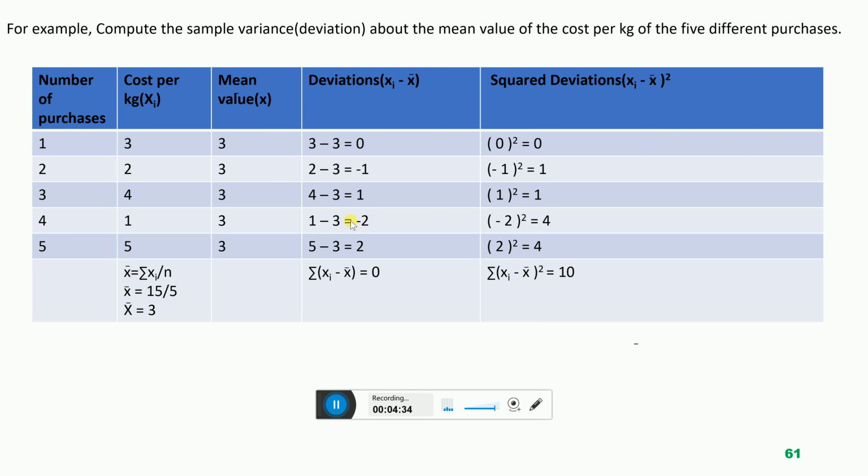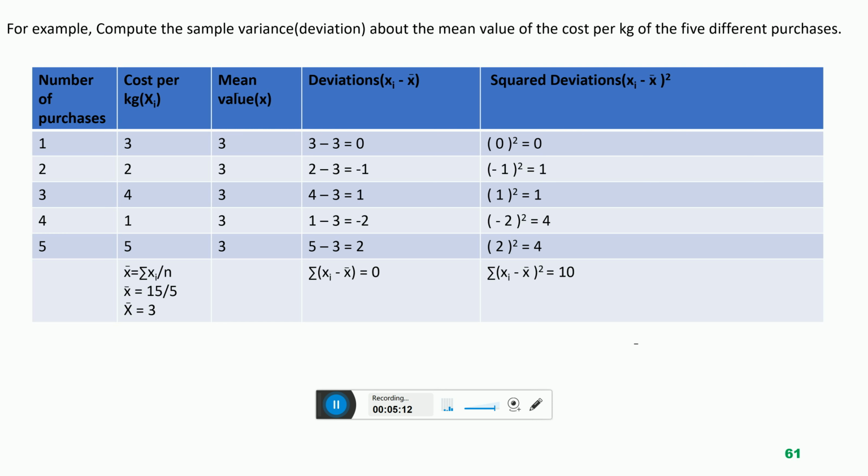This minus 2 represents the deviation of the fourth data item about the mean. It means that 1 is two values less than 3, and it is to the left of 3. So these are all the deviations, the variances, that we compute simply by subtracting the mean value of the data set from each data item. And now we have found these deviations. Now these are the 5 different variances. These are the 5 different deviations.